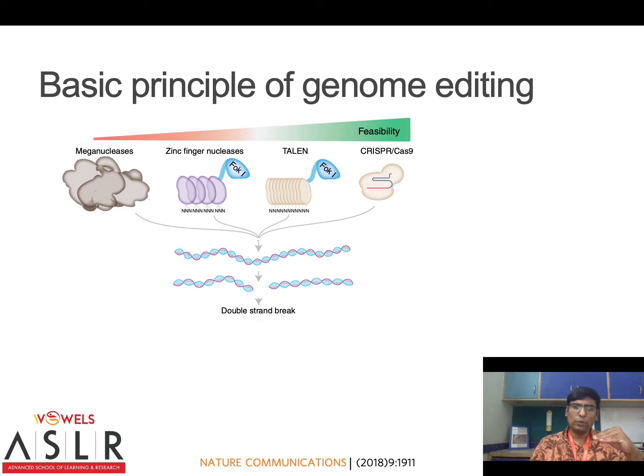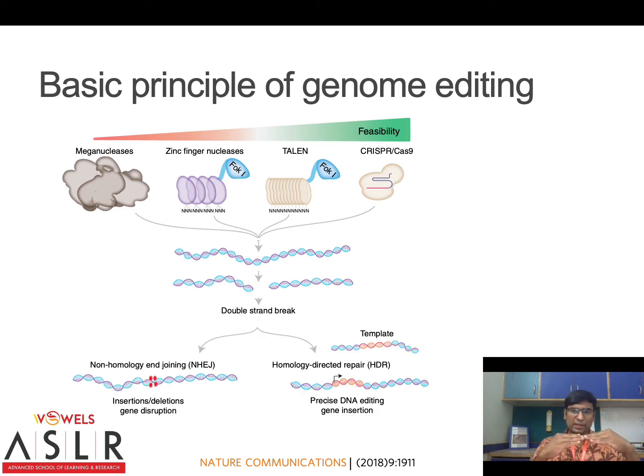So there are two ways to reattach this. One is by DNA repair mechanism. It's also called the non-homologous end joining mechanism, where random base pairs can be added or deleted, and thereby this broken DNA sequence is reattached, and this can cause a gene disruption.